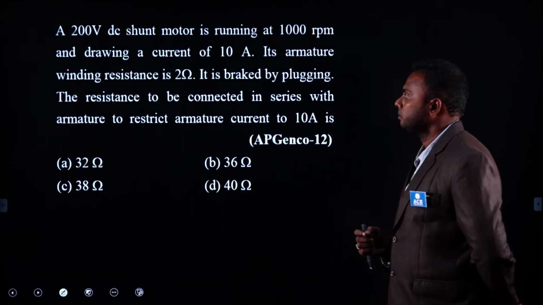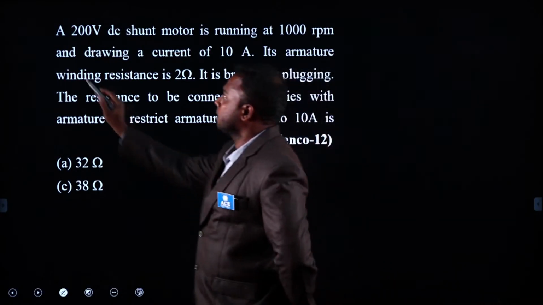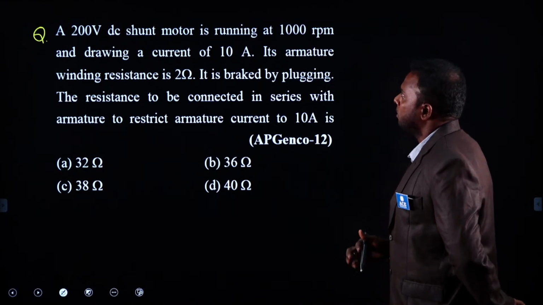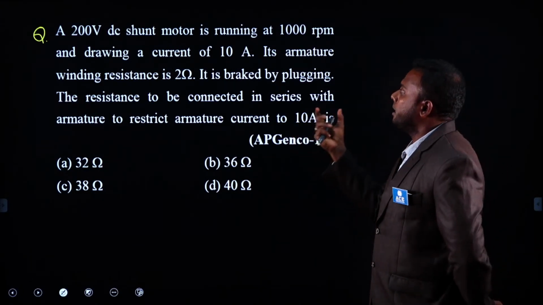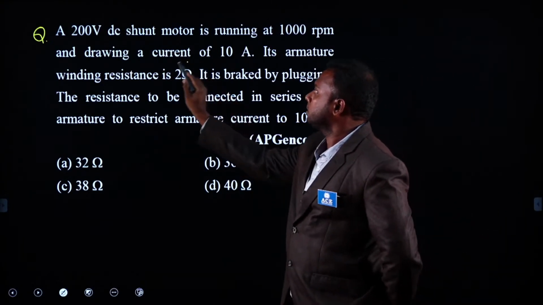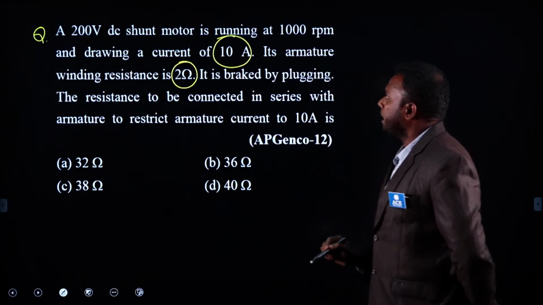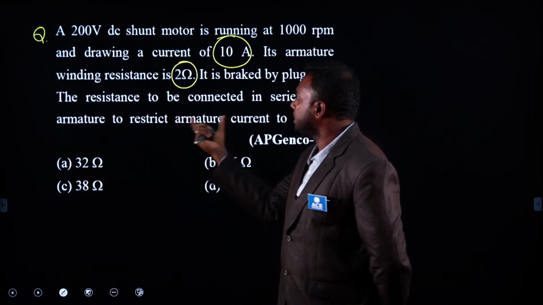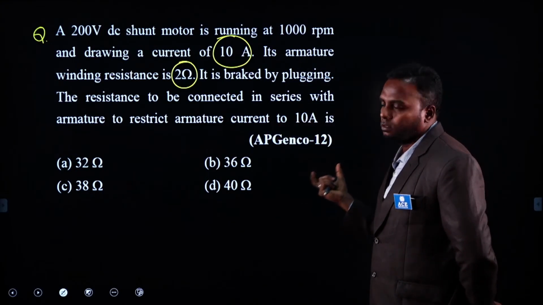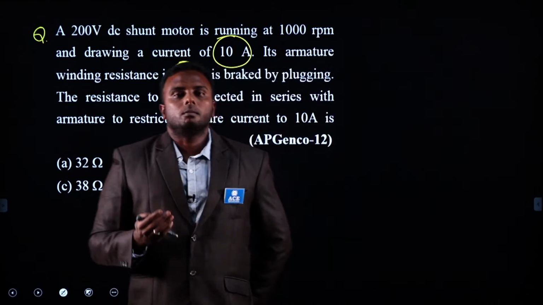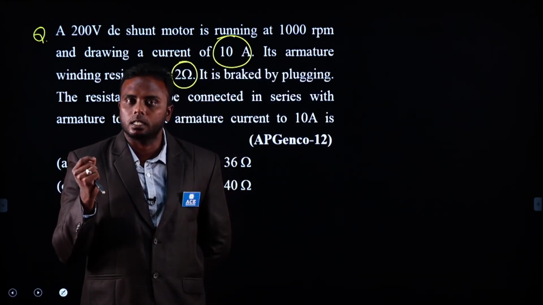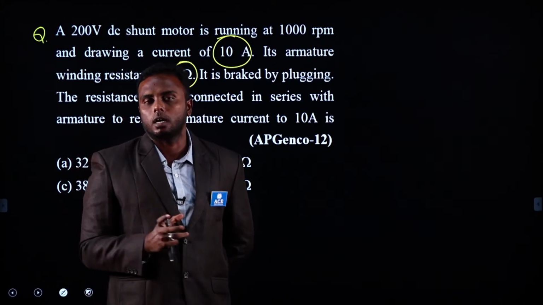See this question. A 200 volt DC shunt motor is running at 1000 RPM and drawing a current of 10 amperes, and its armature resistance is 2 ohms. It is braked by plugging. The resistance to be connected in series with the armature should restrict the armature current to 10 amperes only. It should not be more than that. Then how much resistance should we add in series with the armature?